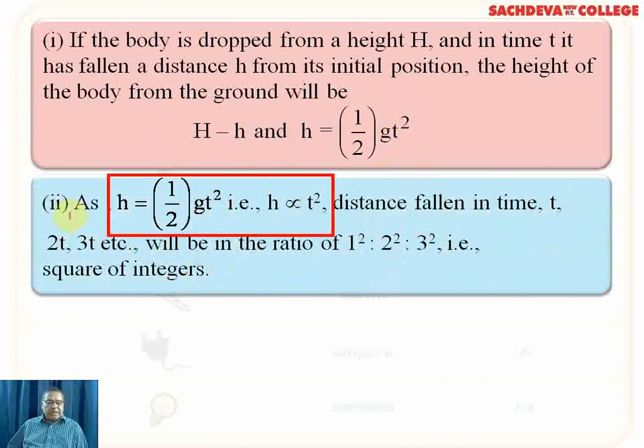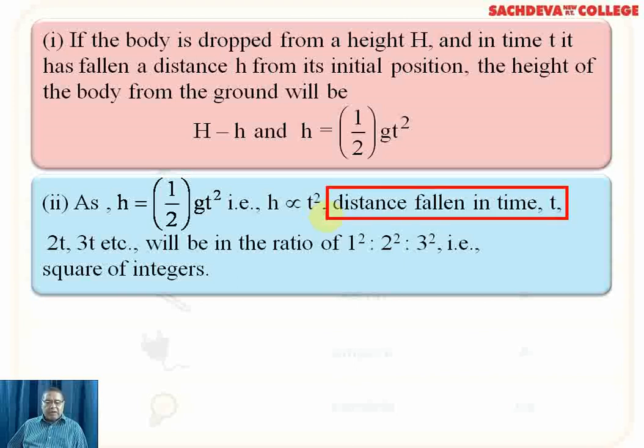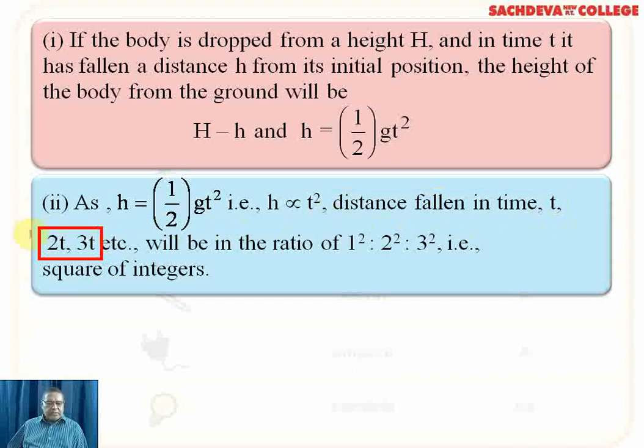Now, as the second point, h = half gt² indicates that h is proportional to t², provided that g is constant. So obviously g is constant and uniform. It is a uniformly accelerated body. Distances fallen in time t, 2t, 3t will be in the ratio 1², 2², 3², etc., that is, the squares of integers. If you check the equation, h = half gt², half g is constant, so t can be replaced by t, 2t, 3t, and we get the numbers 1², 2², 3², and so on.